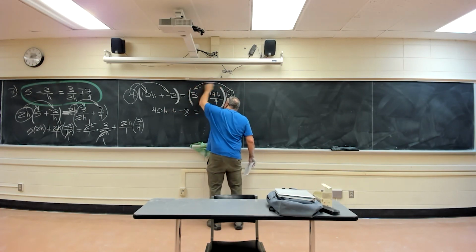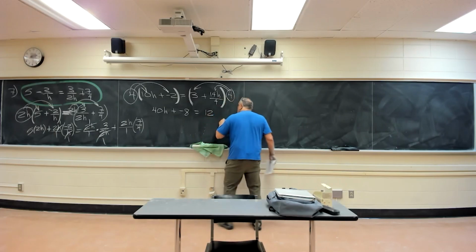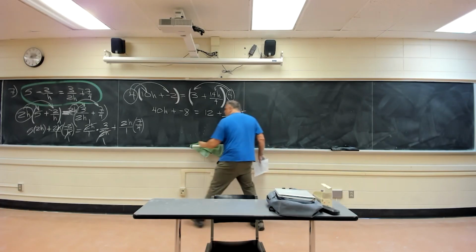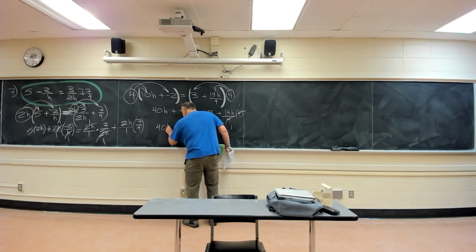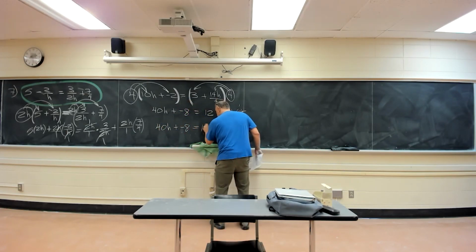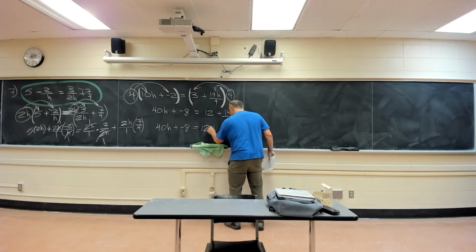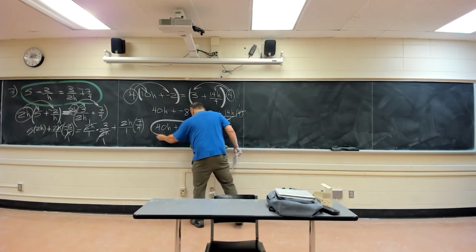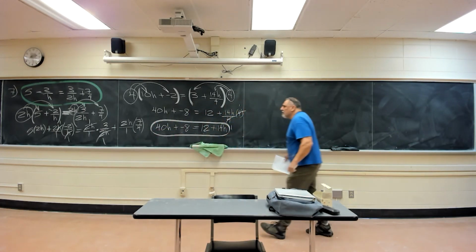4 here, 4 times 3 is 12. 4 times this guy, they cancel. What you have here is 40h plus negative 8 equals 12 plus 14h. I'm certainly not done, but I'm here. I got to here.